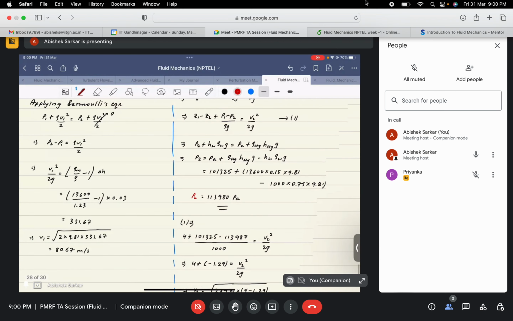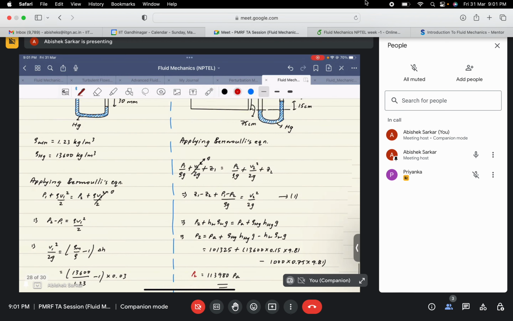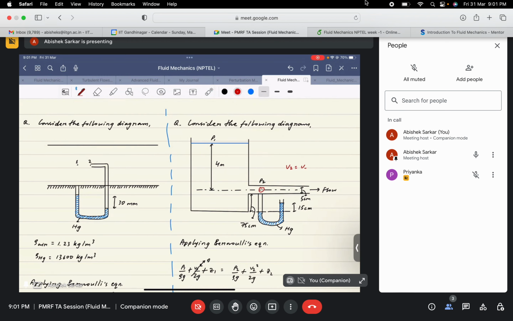Again, if we apply the boundary equation between these 2 points, you get Z1 minus Z2 plus (P1 minus P2) by rho g equal to V2 square by 2g. So the only unknown here is V2. V2 would be equal to the velocity at the exit. Why? Area is the same and the flow is inviscid, right? As you have mentioned. Yes, sir. Keeping those approximations, V2 would be equal to V exit.